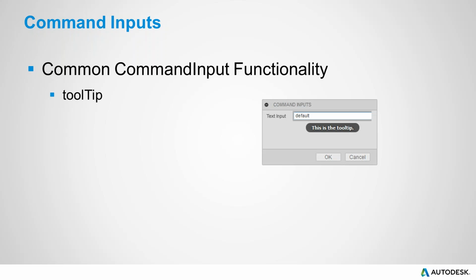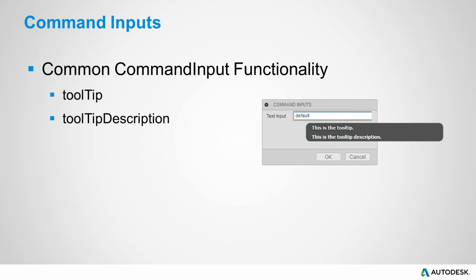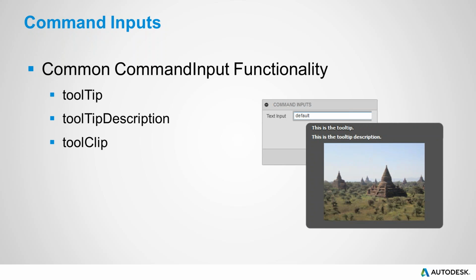They all have a tooltip. When you define that, it shows up like that if you have just a tooltip. And then if you hover for a minute, this tooltip description will show up. It's just a longer text if you want to have that. The tooltip is optional, and the tooltip description is optional. And you can also have a tool clip. The tooltip description and the tool clip will show up at the same time, so they're delayed a little bit from the tooltip. And the tool clip is just an image of whatever you want.